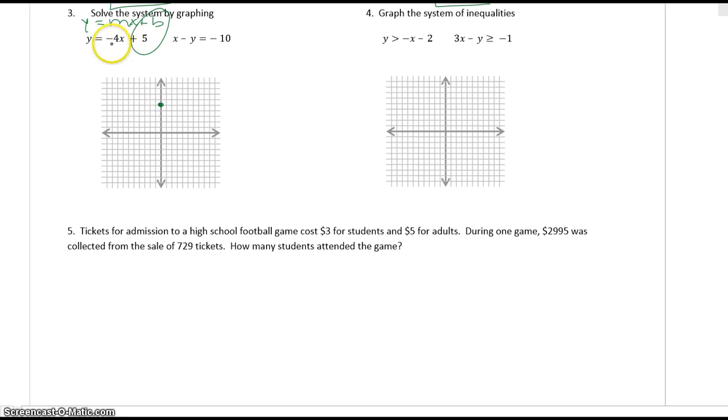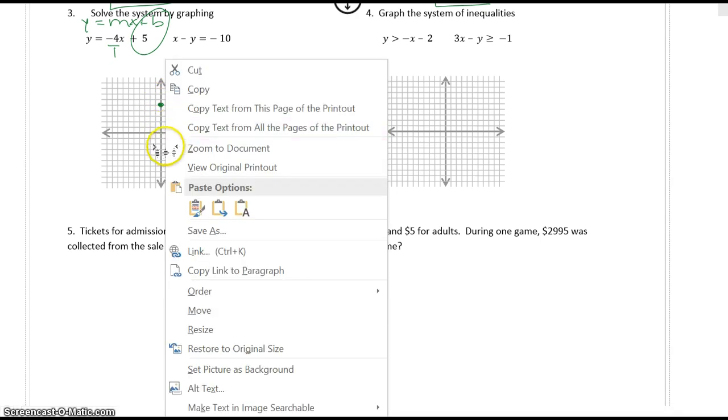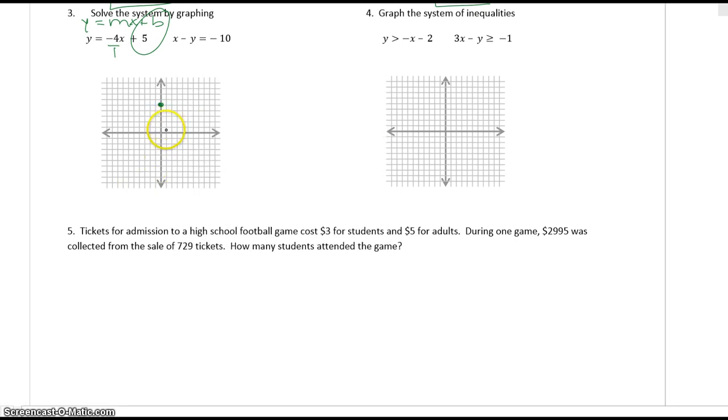Our slope is -4, or -4/1, so the line should be going down. We're going to go down 4 over 1. Down 4 over 1.